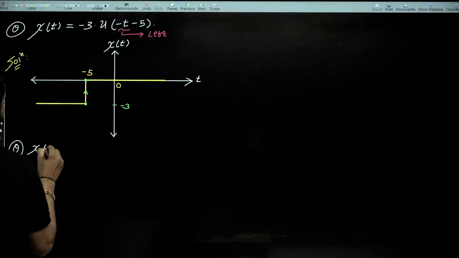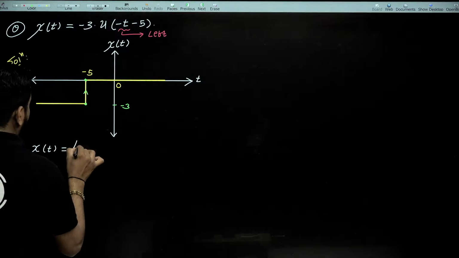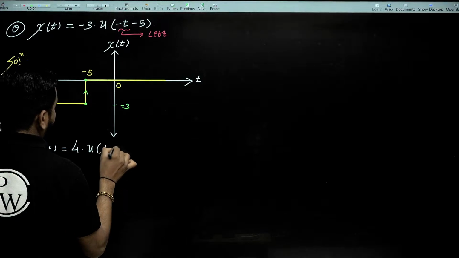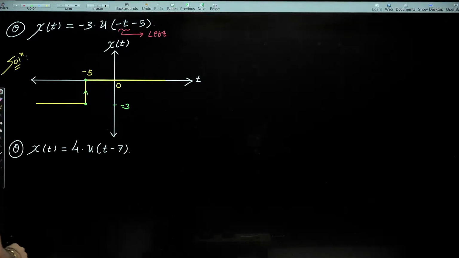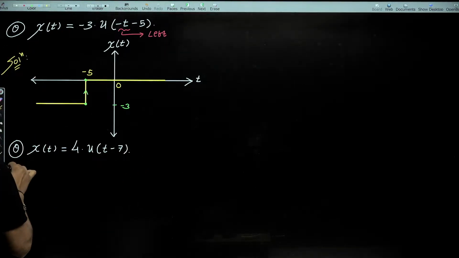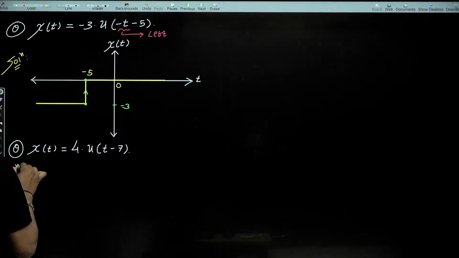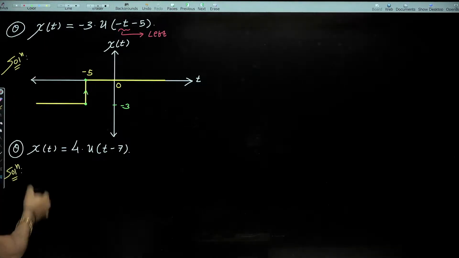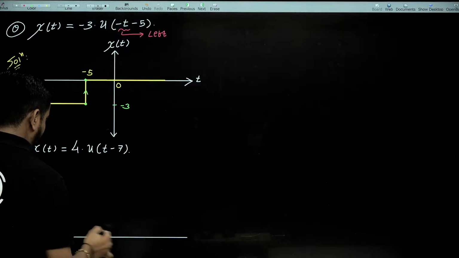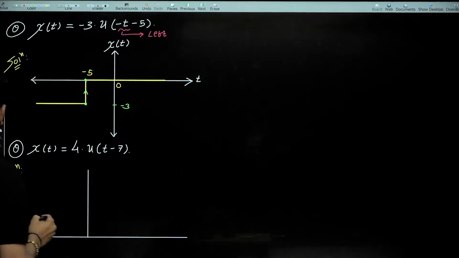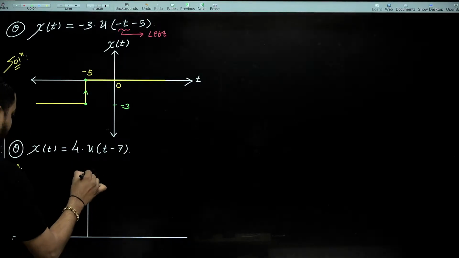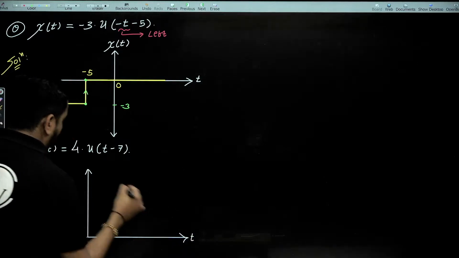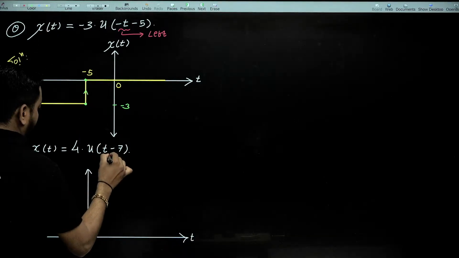x of t is equal to 4 u of t minus 7. So tell me: right side, left side, and the starting point, guys.